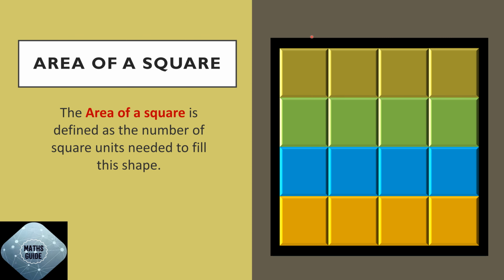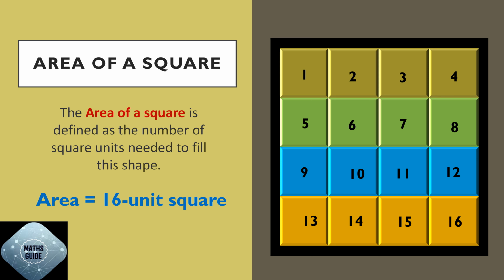Now look at this big square. We can find its area by counting the small squares it has. Now let's count. There are a total of 16 small unit squares. So the area of this big square is 16 unit squares.